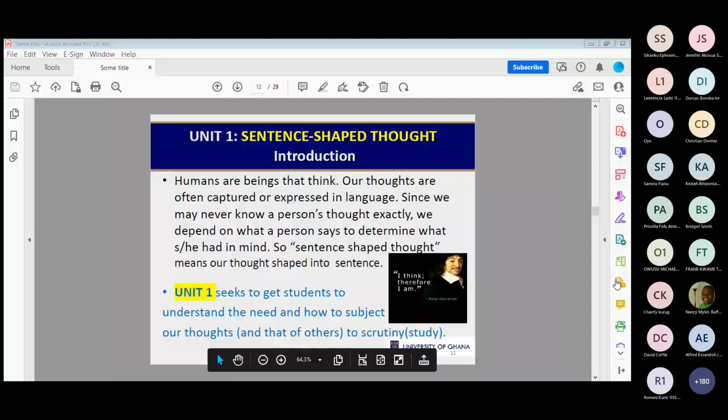Okay. Sentence shaped thought. Humans are beings that think.